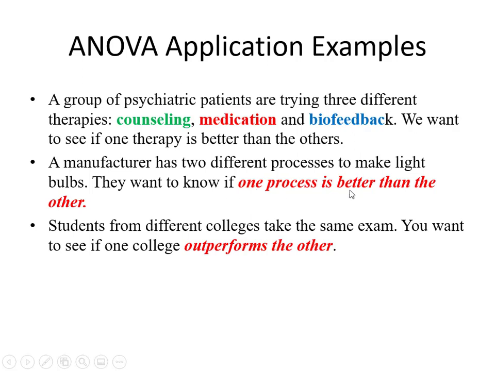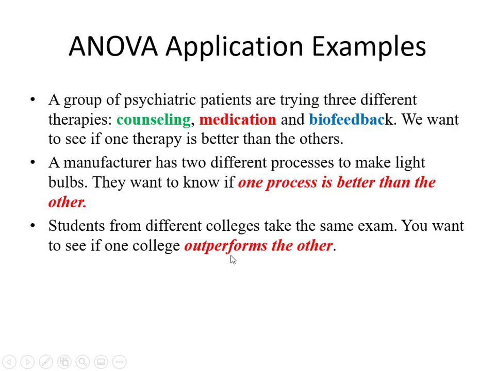Another example is a manufacturer who has two different processes to make light bulbs. They want to know if one process is better than the other. In this case, there are two different processes, so you can still use the t distribution, and it will be a good option. You do not need to construct an analysis of variance, because for two different samples, you can still use the t distribution.